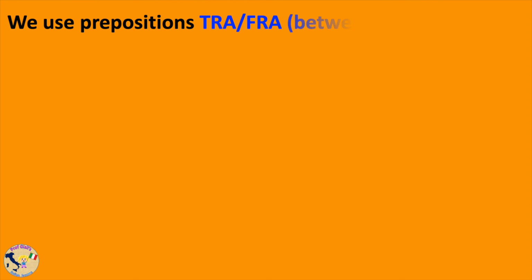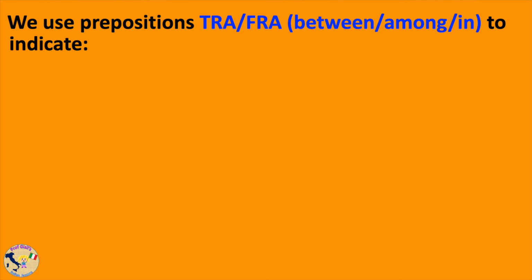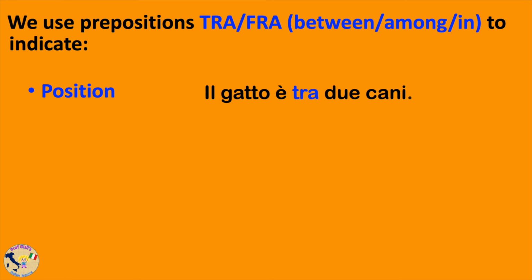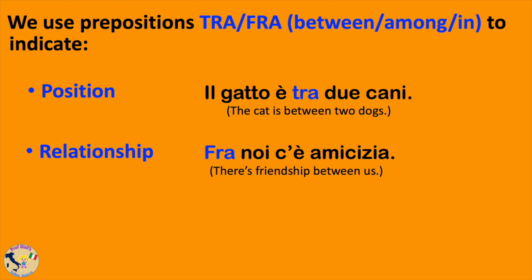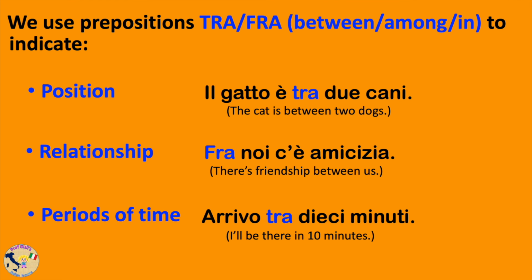We use prepositions tra and fra, which correspond to English between, among, and in, to indicate position, in between two things, for example, il gatto è tra due cani. Relationship, as in fra noi c'è amicizia. And periods of time, as in the sentence arrivo tra 10 minuti. Prepositions tra and fra are interchangeable, so you can use either.